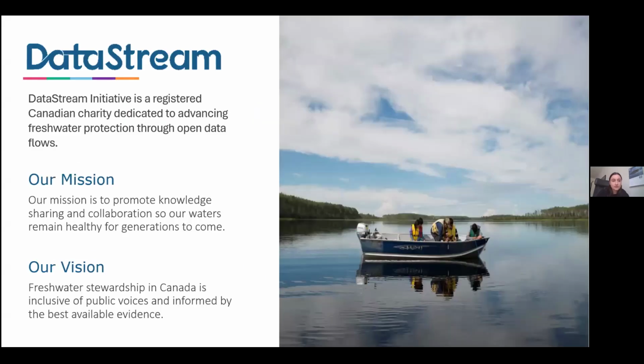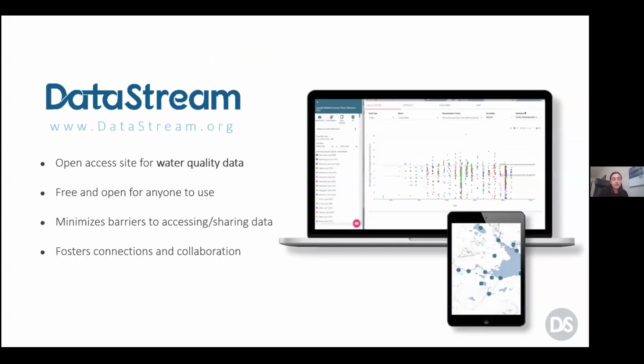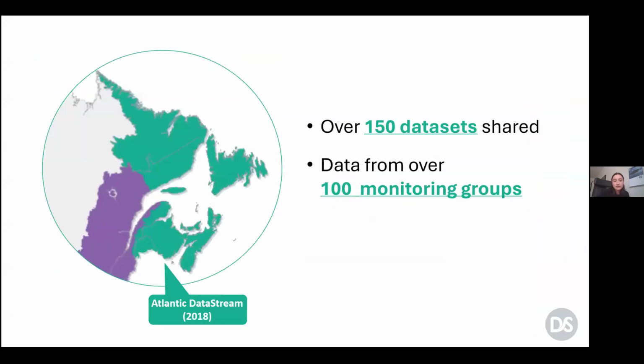So DataStream is a registered Canadian charity dedicated to advancing freshwater protection through open data flows. And when we talk about our DataStream platform, we're referring to this open access site that we have for sharing and accessing water quality data. So DataStream is completely free and open for anyone to use. We really want to minimize barriers to both accessing and sharing data, and in doing this, foster connections and collaboration. And in Atlantic DataStream specifically, there are over 150 data sets that have been shared, and this data is coming from currently over 100 different monitoring groups.